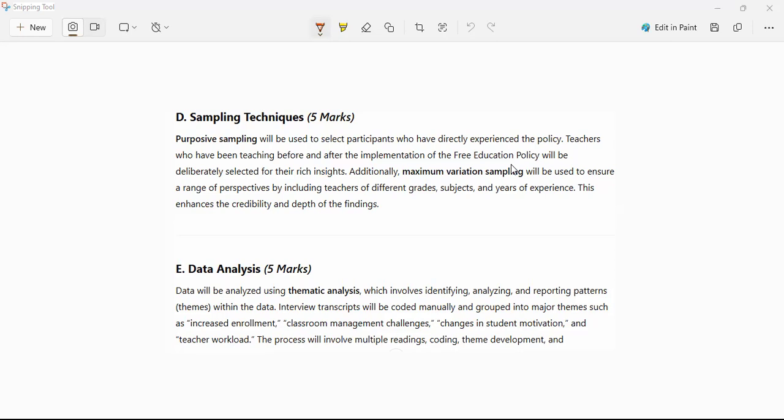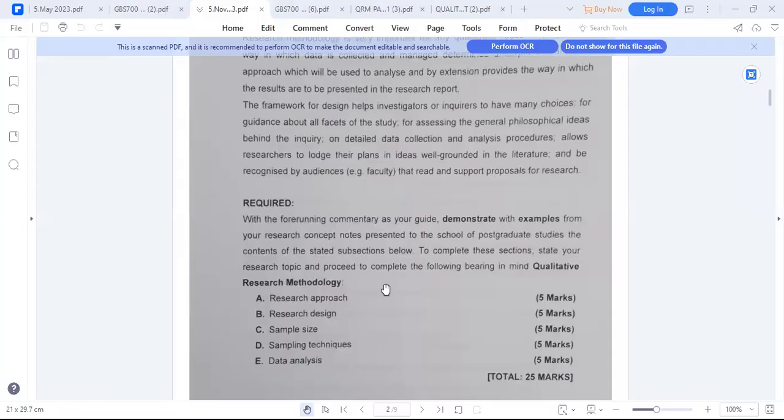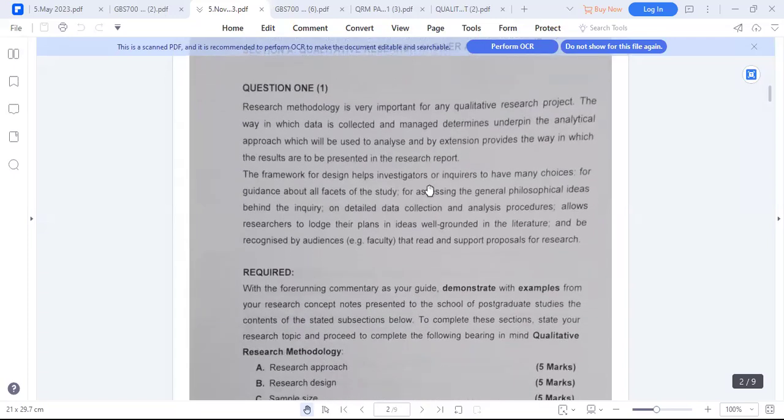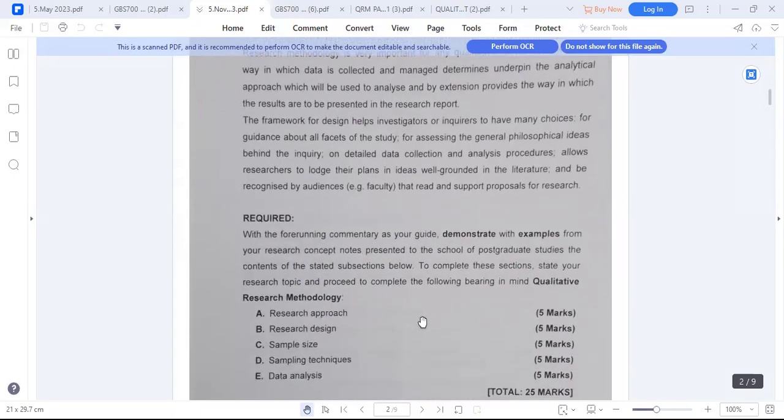You justify. For analysis, we use thematic analysis, which involves analyzing and reporting patterns and themes, drawn from transcripts that will be coded manually. So this is how this question is supposed to be answered. Am I clear? You get your 20 marks, and this was the compulsory question. Okay, can we move? Any questions before we proceed?